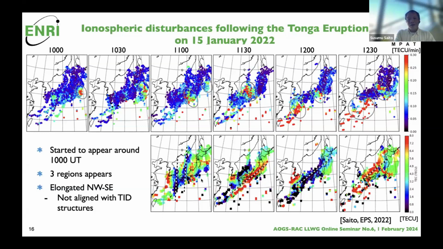And we can find two different wavefronts of the TIDs following the Tonga eruption. The first one was actually considered to be the disturbances mapped from the southern hemisphere along the magnetic field line. And the second one is considered to be the atmospheric wave propagating over Japan.